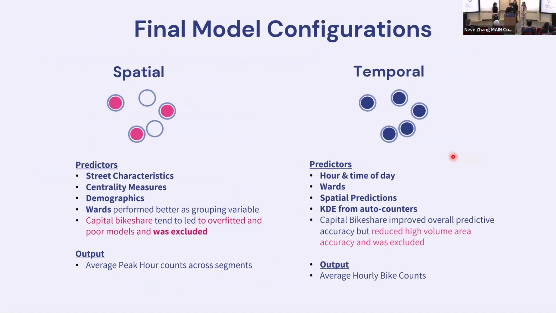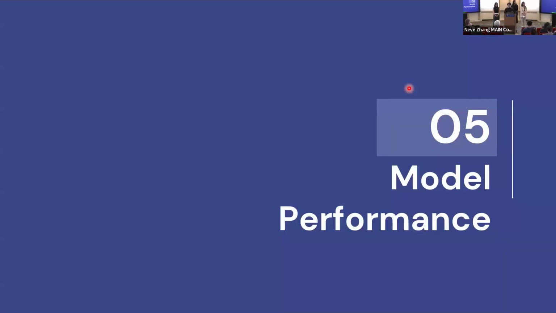After all this talk, our final model configurations are as such. The spatial model includes street characteristics, centrality measures, and demographics, and we also found that wards perform better as grouping variables. For the temporal model, we have hours, time of day, wards, spatial predictors, and KDE from auto counters. Interestingly, while the Capital Bikeshare data is rich, we found that it tends to lead to overfitted and poor models, and hence excluded it from both models. As a result, we were able to produce a prediction of hourly bike counts at each and every location in DC.